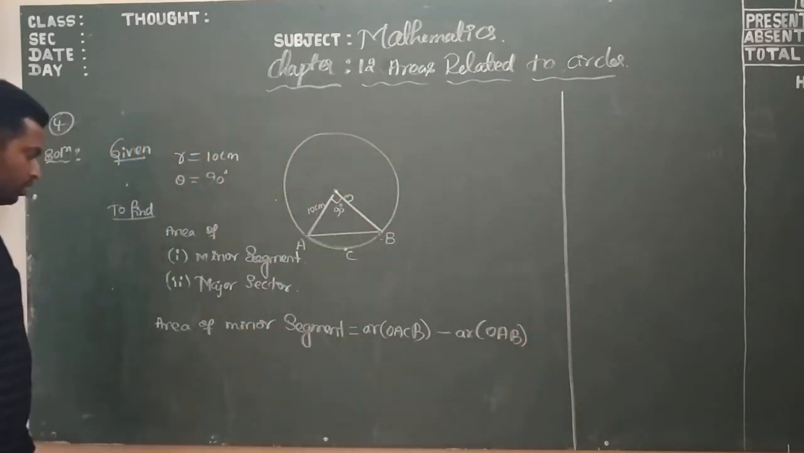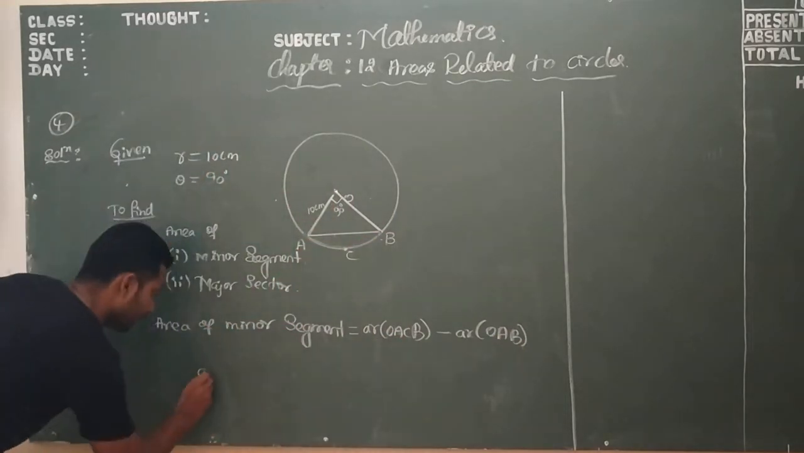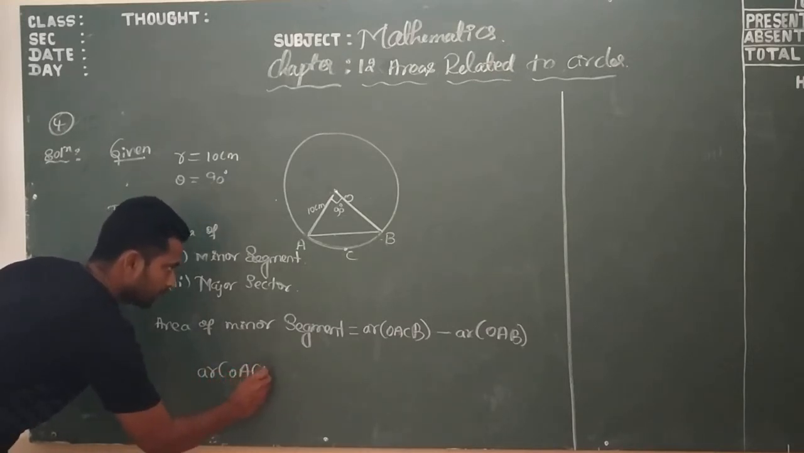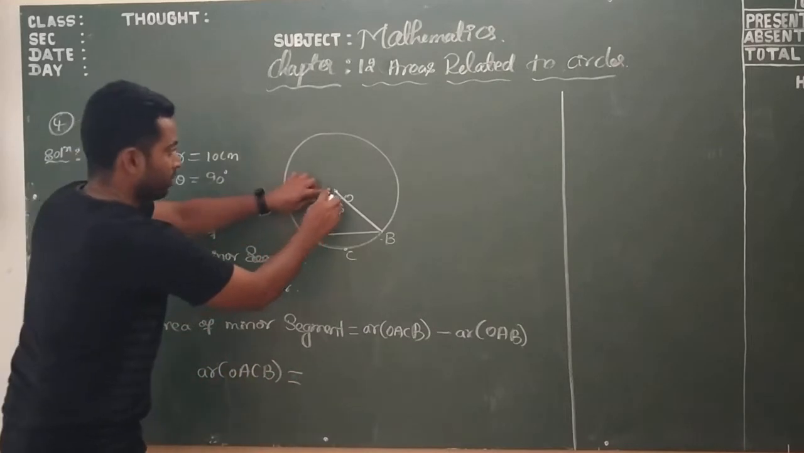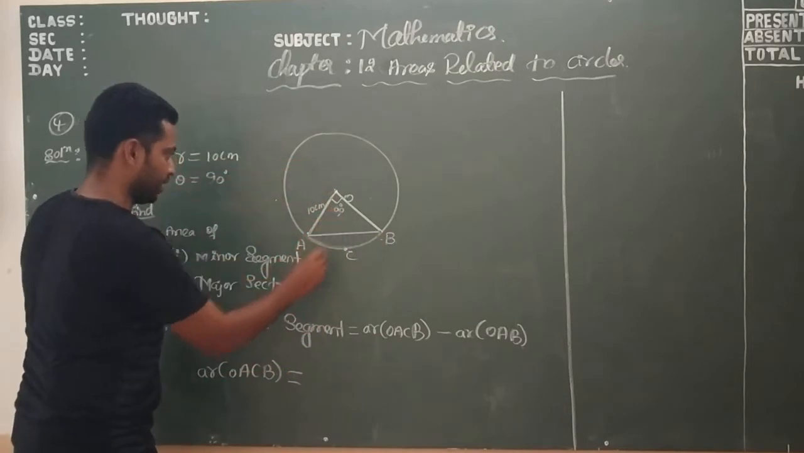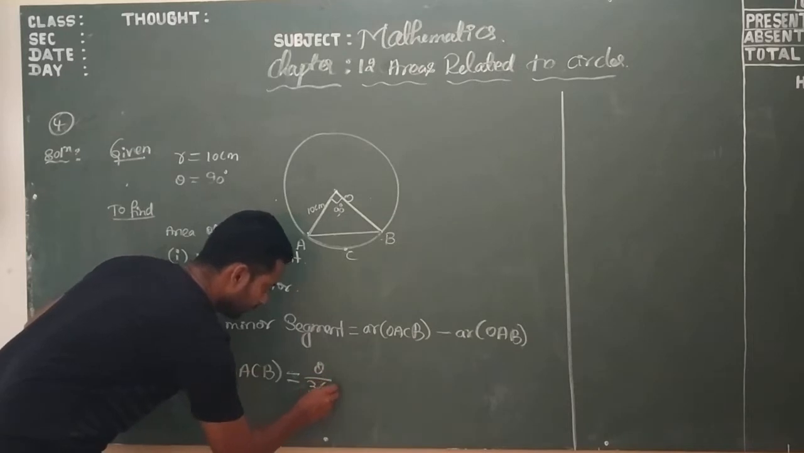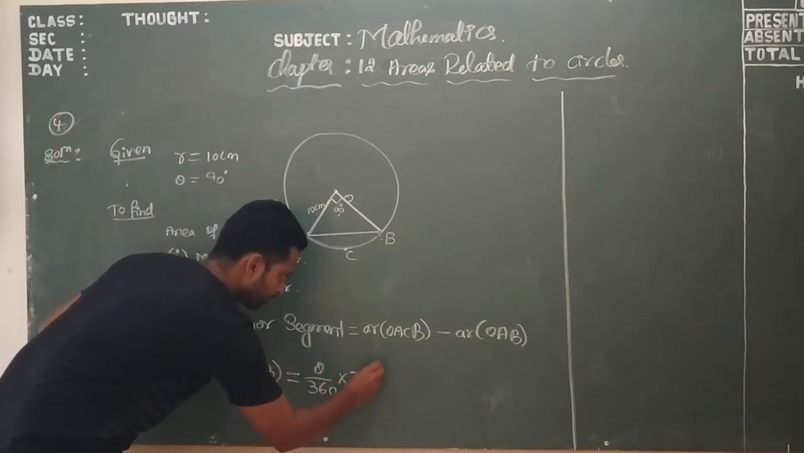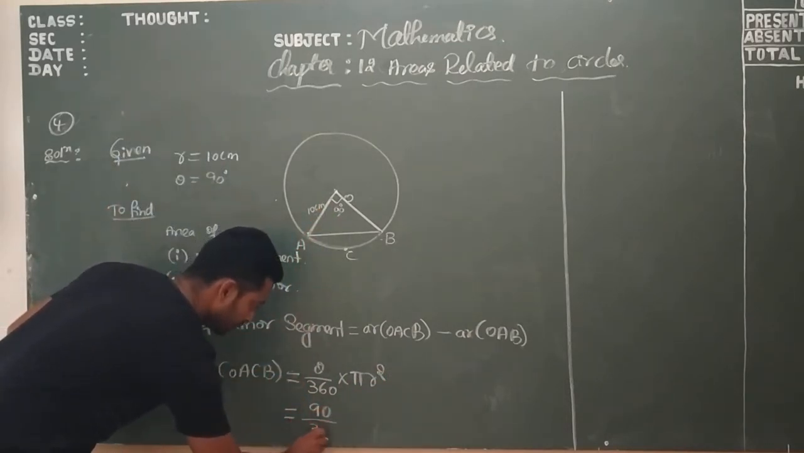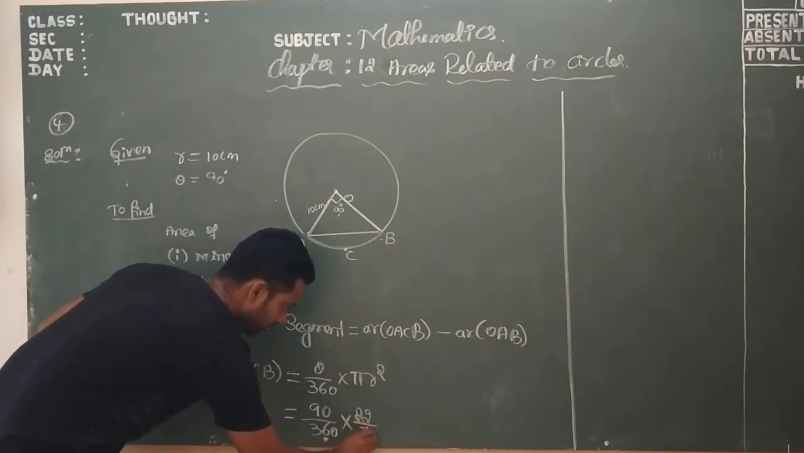See, OACB is a sector. Now we calculate the area of OACB by use of this angle theta. The formula is theta by 360 into pi r square. So theta is 90 degree, 90 by 360 into pi 22 by 7 into r.